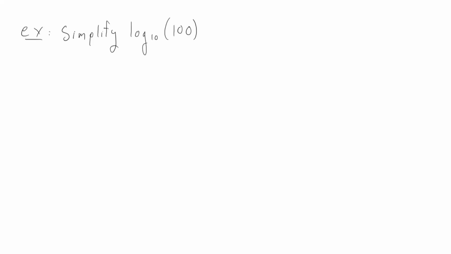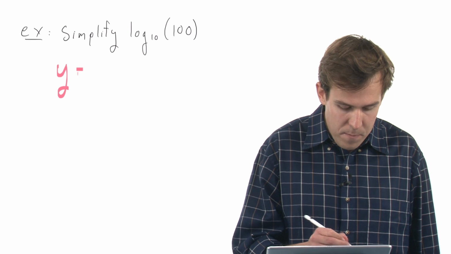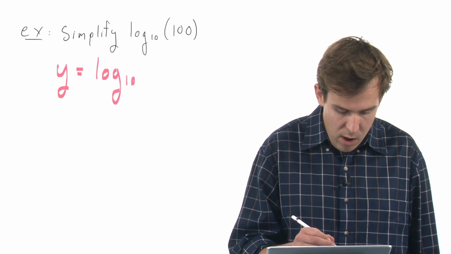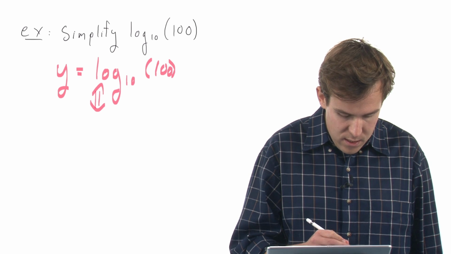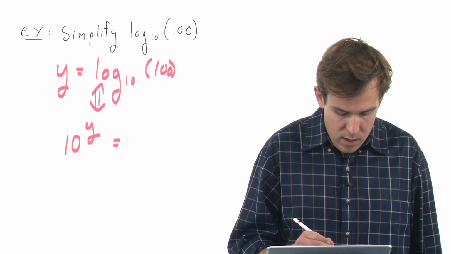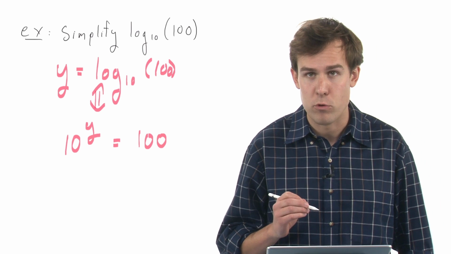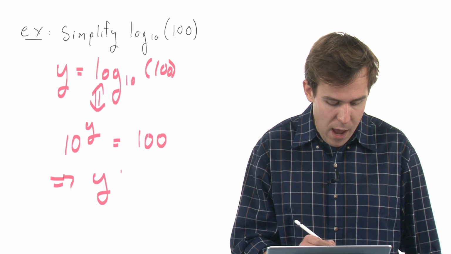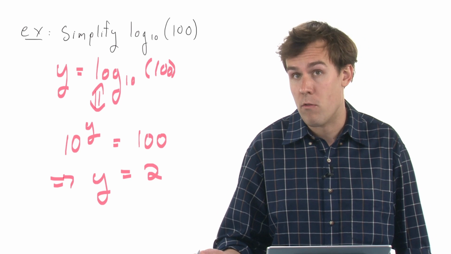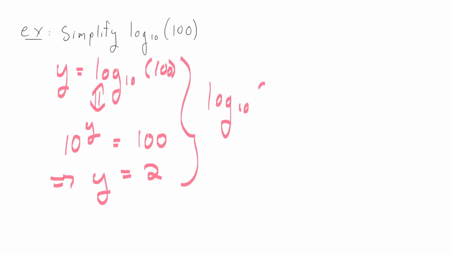Simplify log base 10 of 100. So what does this mean? y equals log base 10 of 100 is equivalent, under what we just saw, to saying that 10 to the y equals 100. So what number is such that 10 to that number equals 100? In this case, it might be easy to just think about it. We know that y would have to be equal to 2. 10 squared is 100. So we can summarize this and say that log base 10 of 100 is equal to 2.